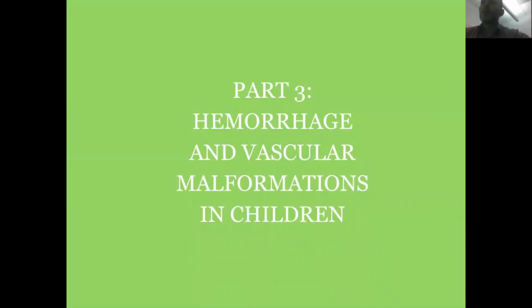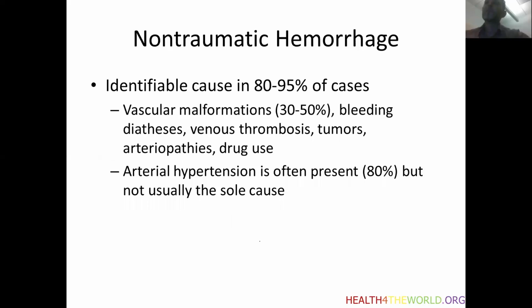In the third and final part of this talk, I'll speak a bit about hemorrhage and vascular malformations in children. As I mentioned in part 2, hemorrhage accounts for about 45% of stroke in children. And most of the time, cause can be identified. Of course, there are hemorrhages that are due to trauma, traumatic brain injury, but I'll be speaking mostly about hemorrhages that are non-traumatic in origin.